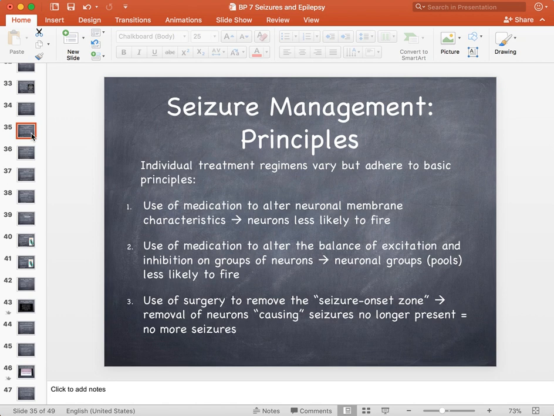You're using whatever medication you choose to alter the neuronal membrane characteristics, right? So you want the neuron at the individual level and the neurons as a neuronal pool to be less likely to fire. You don't want to reach threshold. You're essentially tamping everything down. You use the medications also to alter the balance of excitation and inhibition on groups of neurons, right? So these are the neuronal pools. So individual neuron less likely to fire, groups of neurons less likely to fire, and then in certain cases, surgery.